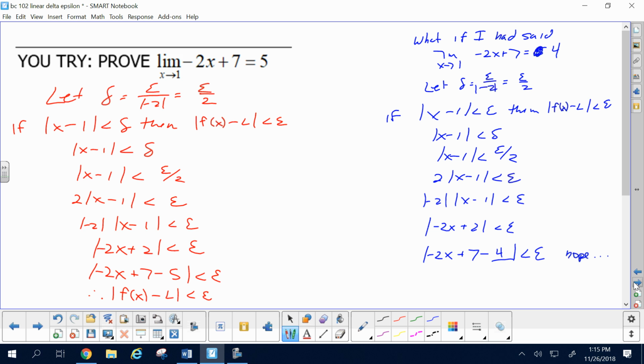Now, this will only work if you have the correct limit. If you tried to prove that the limit is 4, the whole proof would be pretty much the same up to this point, but then when you went to break up the 2, you would try and argue that 2 is equal to 7 minus 4. Well, that's not it. Obviously, 2 is not equal to 7 minus 4, so you cannot make it true no matter how much you try if you have the wrong limit. It only proves the correct limit is the limit.